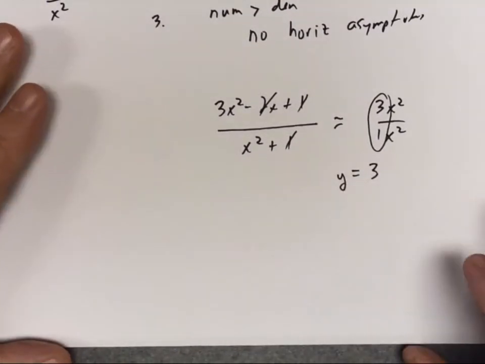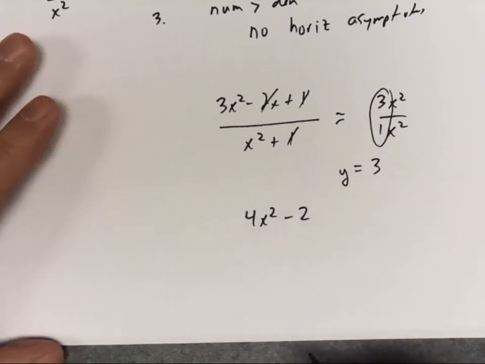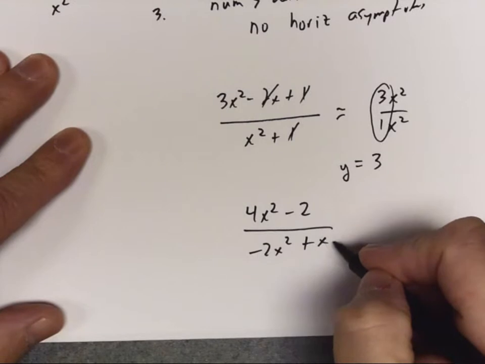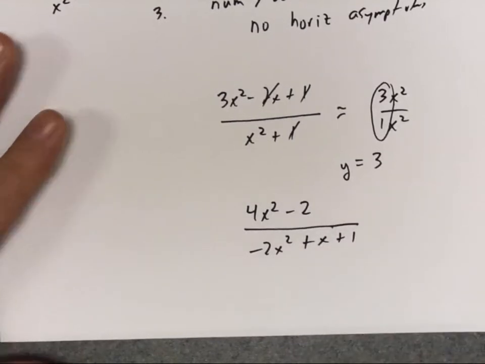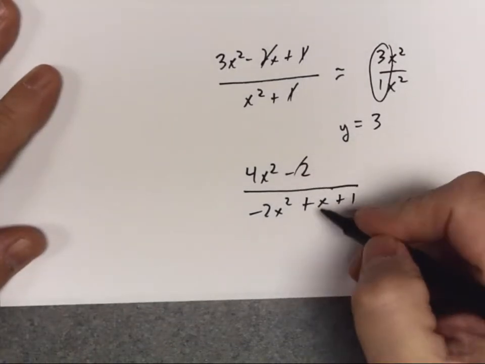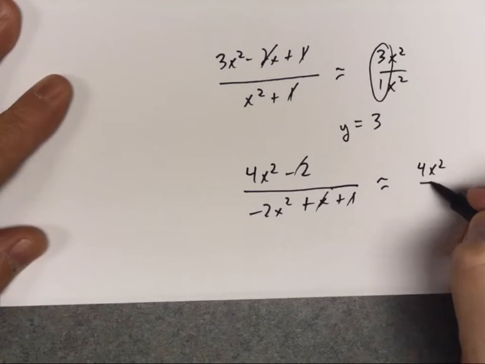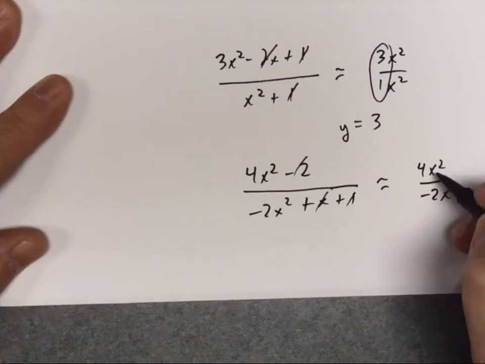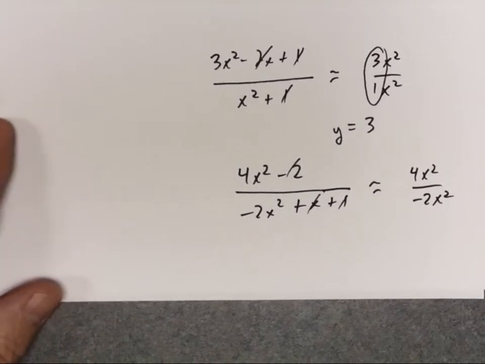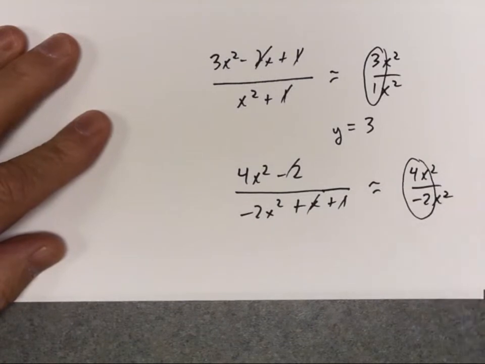How about if I had 4x squared minus 2 over negative 2x squared plus x plus 1, and I want to see what the horizontal asymptote is. You eliminate all but the leading terms, 4x squared over negative 2x squared. You notice that the exponents in the numerator and denominator are the same. So what's the asymptote? It's just this ratio.